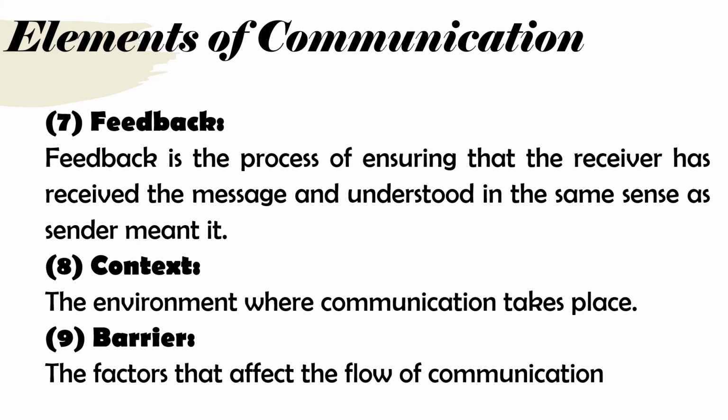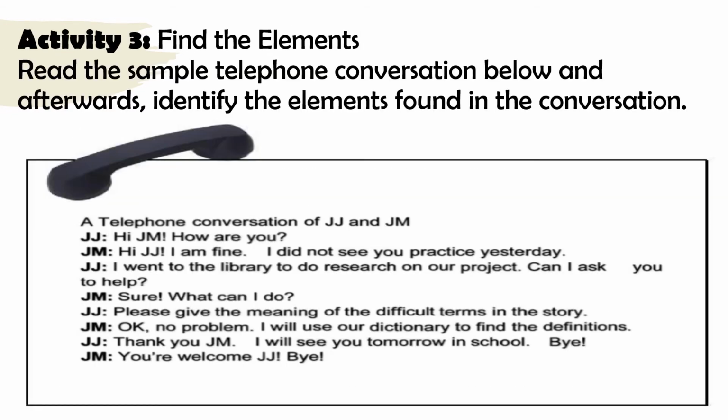Number 7, feedback. Feedback is the process of ensuring that the receiver has received the message and understood it in the same sense as the sender meant it. Number 8, the context. The environment where communication takes place. Number 9, barrier. The factors that affect the flow of communication.